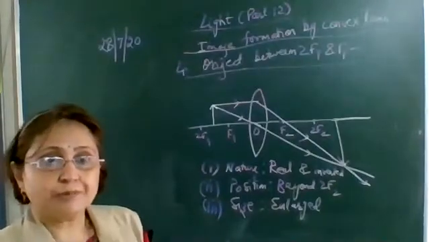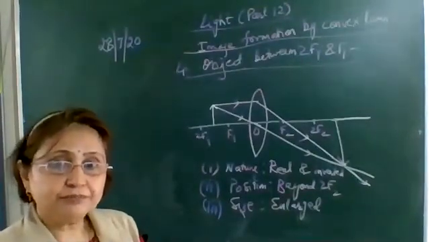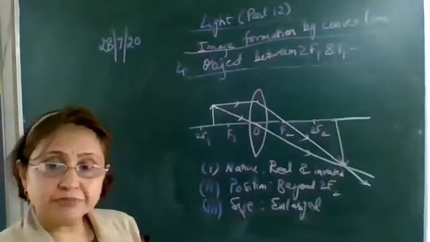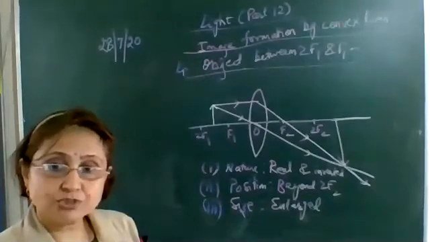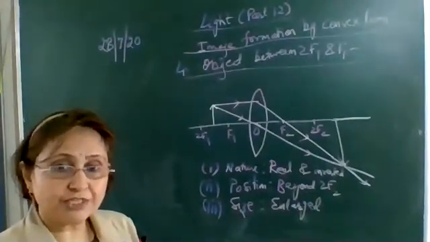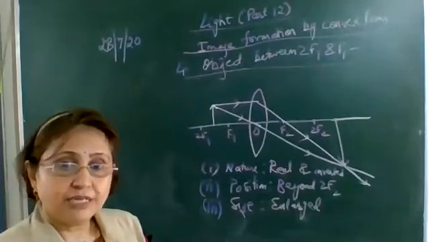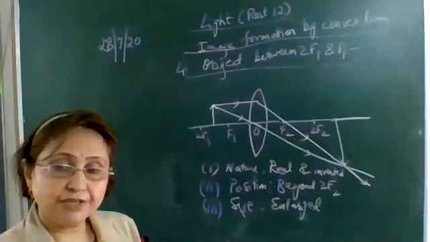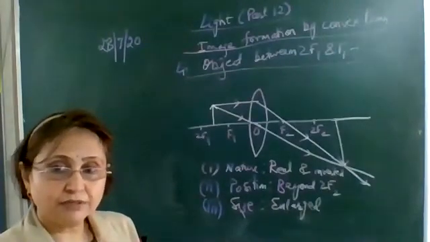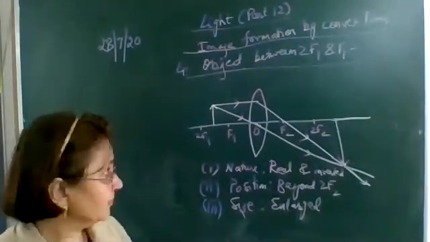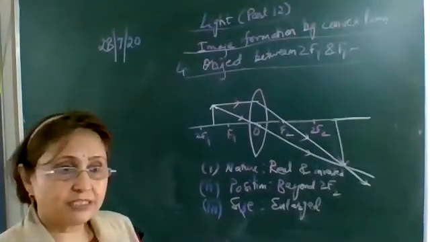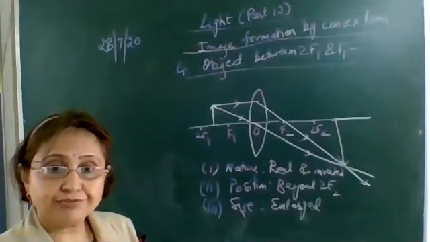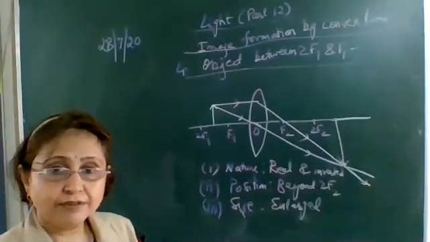So draw the ray diagram when the object is placed between F1 and 2F1. Draw the convex lens. All these ray diagrams are very important. It seems to be very easy, but you have to practice it. Otherwise, looking at it, it seems very easy, but when you draw it the first time, it's not so easy. So draw the convex lens. Mark optical center F1, F2, 2F1, 2F2 on the principal axis.